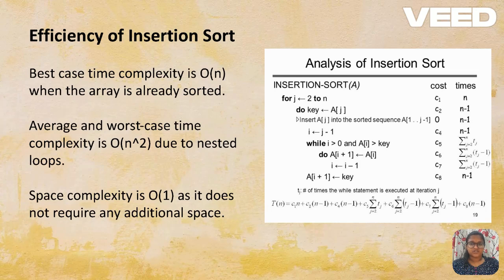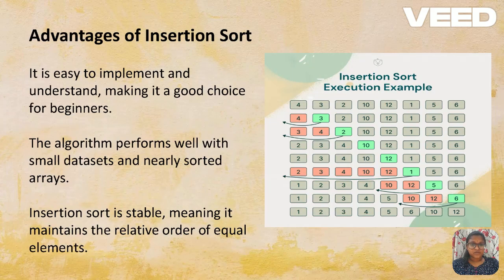Efficiency of insertion sort. The best time complexity is O of n when the array is already sorted. Average and worst case time complexity is O of n squared due to nested loops. Space complexity is O of 1 as it does not require any additional space. So we can see the algorithm of the insertion sort on our right side.